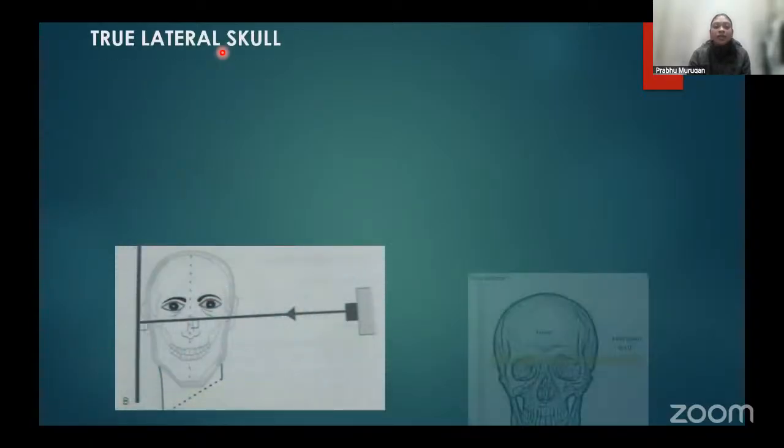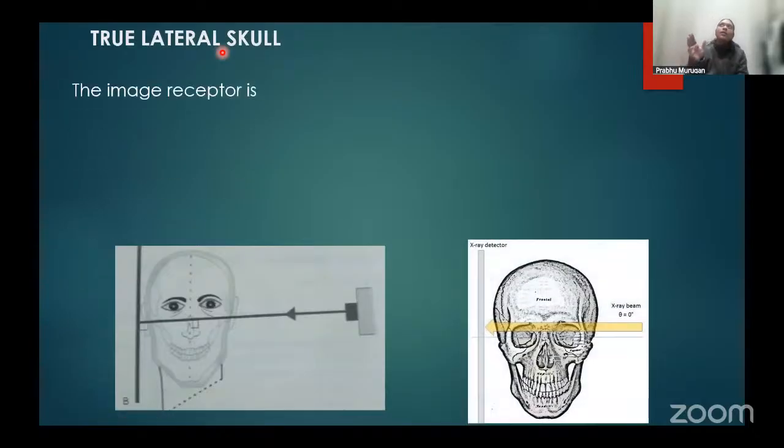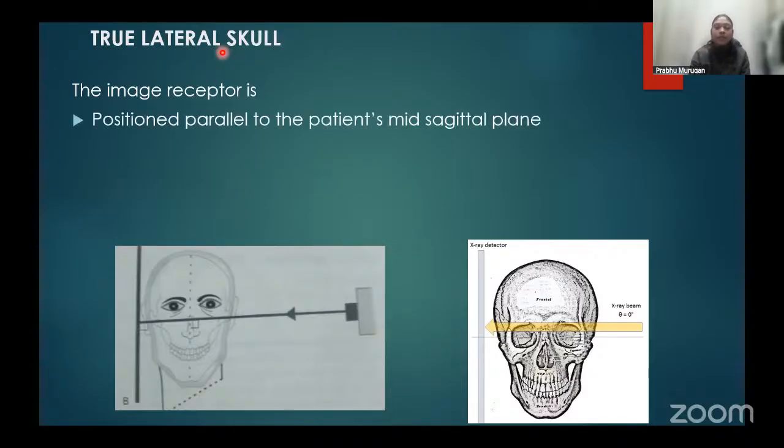Next is your true lateral skull. True lateral skull is something similar to your Ceph only, but it is covering the entire skull region. The lateral aspect is going to be visible, including the entire skull region.